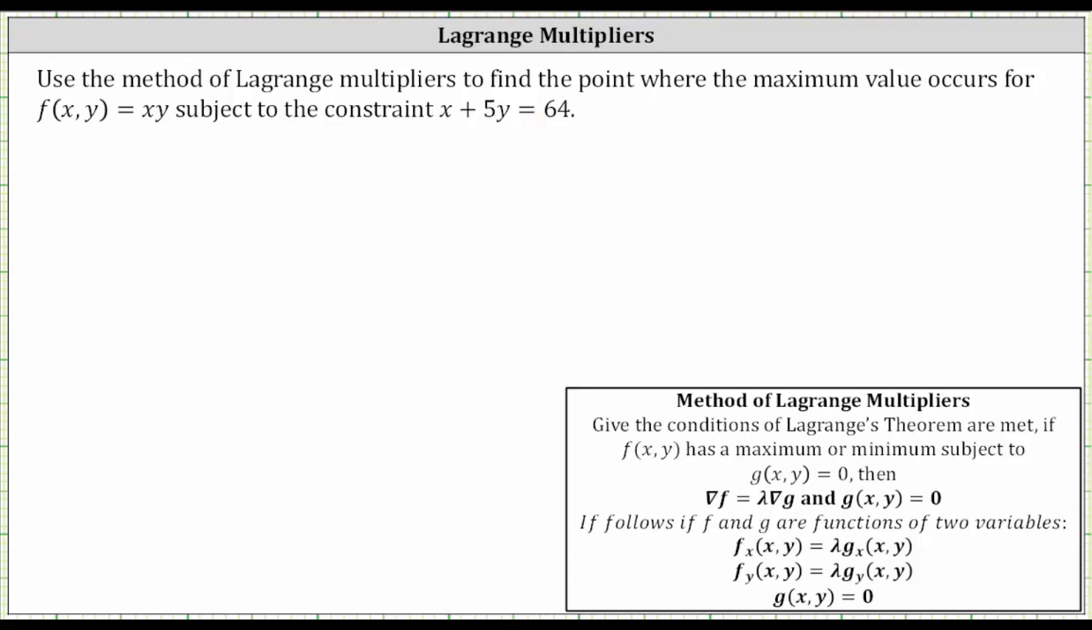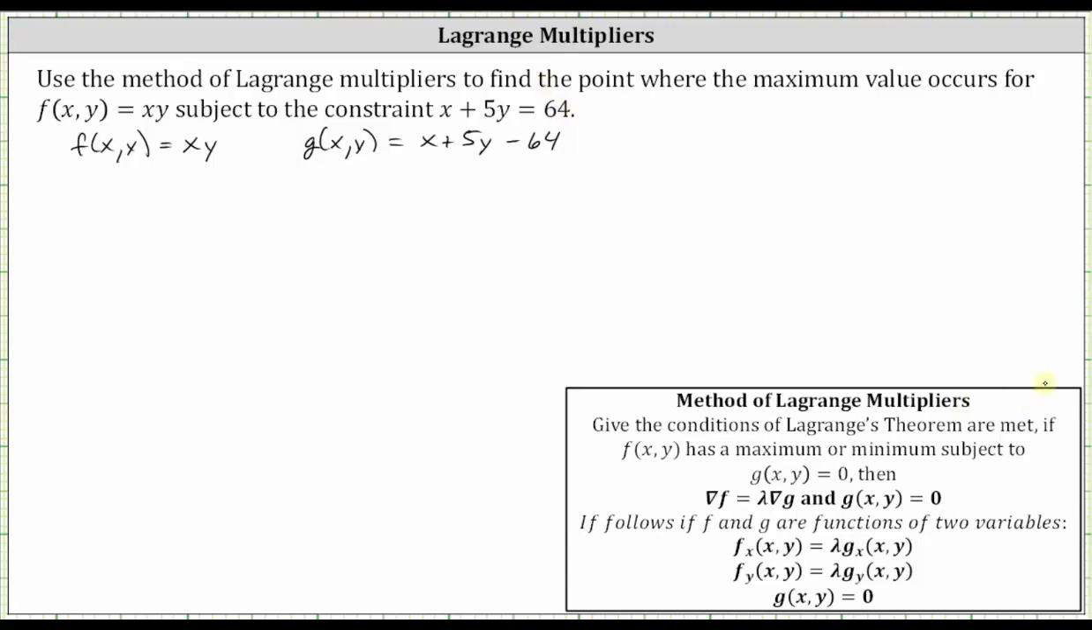So we know f(x, y) is equal to xy. To write the constraint in the form of g(x, y) = 0, we need to set one side of the equation x + 5y = 64 to 0. Let's subtract 64 on both sides, and therefore g(x, y) is equal to x + 5y - 64. And let's work on setting up our system of equations.